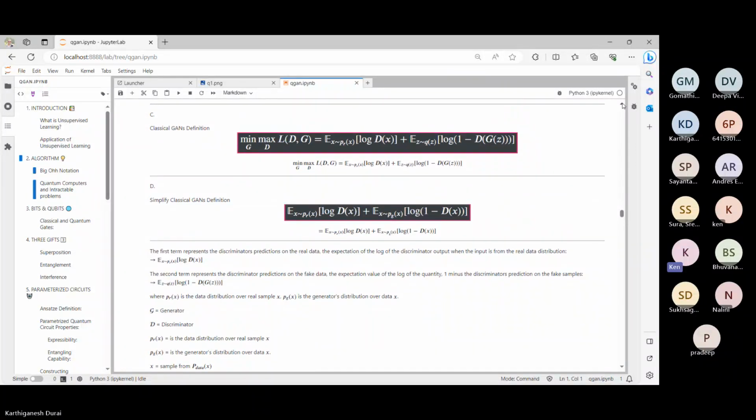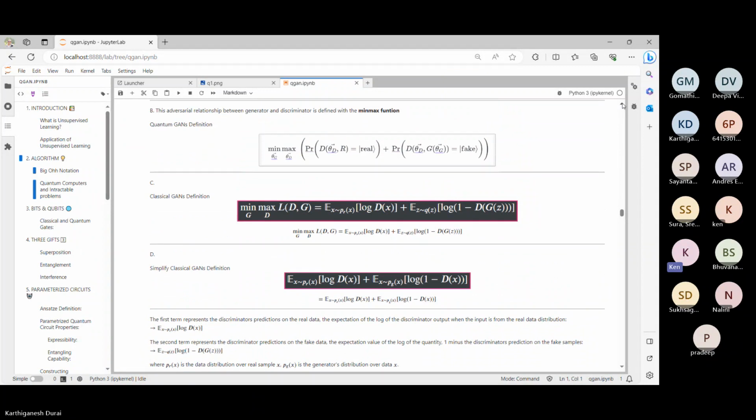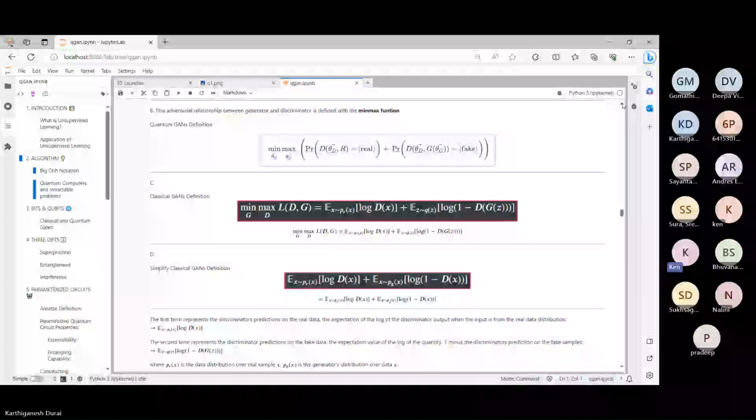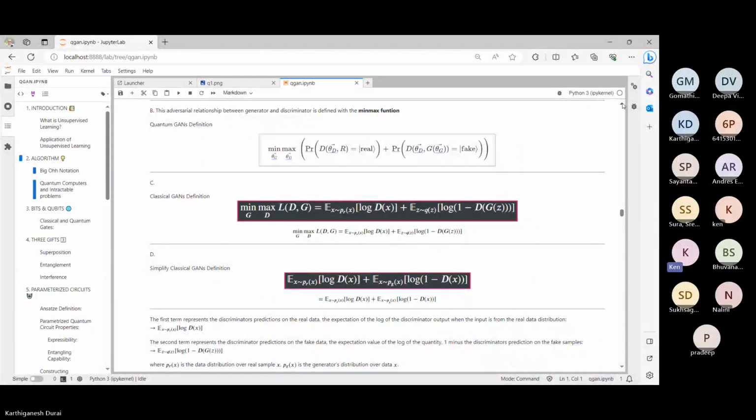Yeah, could you scroll back up? Yes, right here. So we're going through the quantum GANs definition here. Okay, so min over theta g, max over theta d is equal to the probability of D with theta d, the real, and that is our real vector, plus the probability of D with theta d of G with theta g as our fake. So the way to read this is discriminator real versus discriminator generator equals fake. And we'll see these D's and G's play out later.